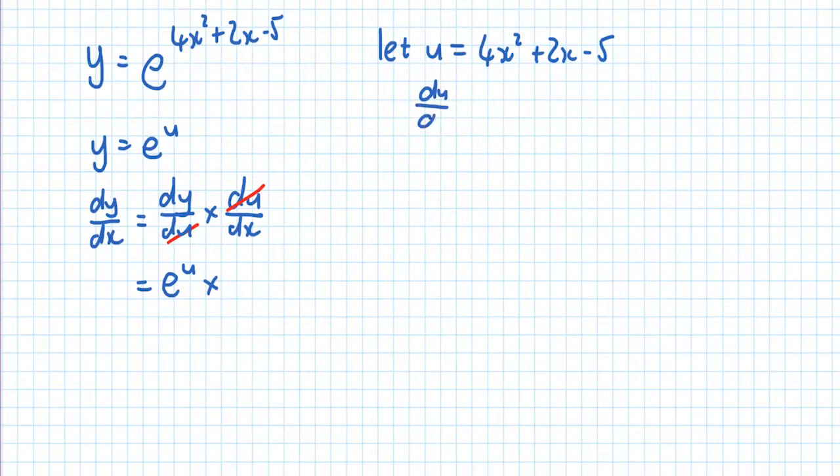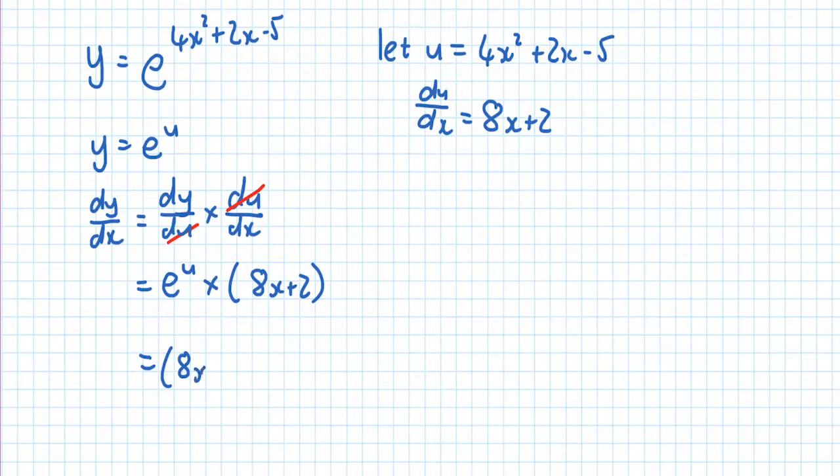The derivative of u with respect to x is going to equal 8x plus 2. So we'll just times this whole thing by 8x plus 2. Now, because we're looking for dy by dx, we need to change this u back into our x terms, where u equaled 4x squared plus 2x minus 5. So that's going to be, I'm just going to move the 8x plus 2 to the front, e to the power of 4x squared plus 2x minus 5.